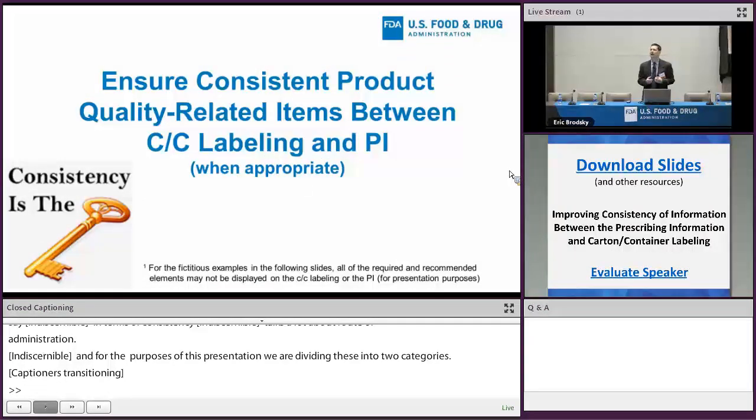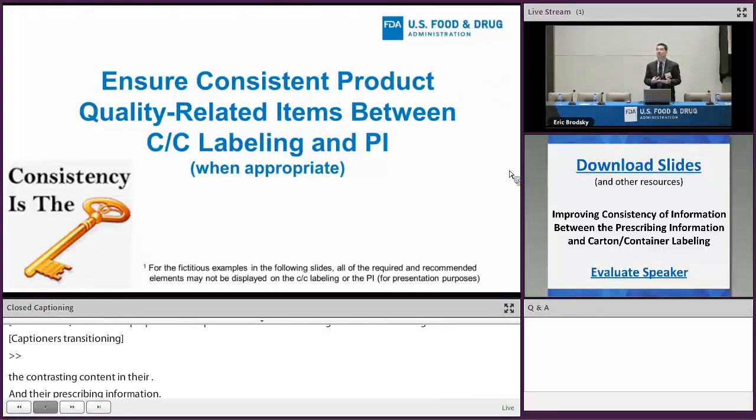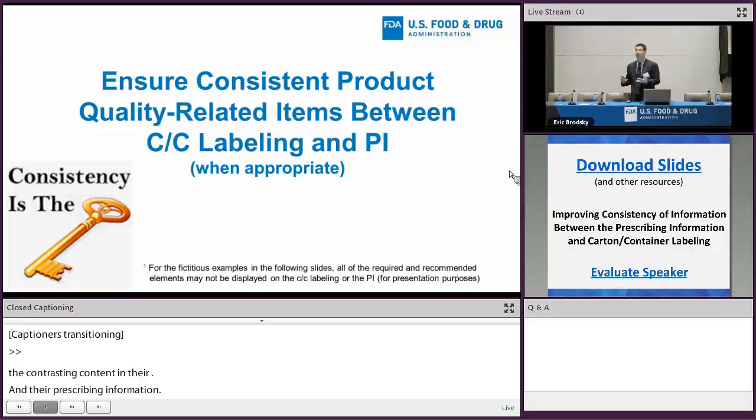And one thing to keep in mind, one of the reasons why I classified it as product quality focused and clinically focused is potentially clinicians may or may not be reviewing the carton container labeling, contrasting the content in there and the prescribing information. So one of the take-home points is to have your clinicians, pharmacists, other healthcare providers, nurse practitioners, physicians, look at the carton container labeling to ensure that the clinically focused content is consistent.